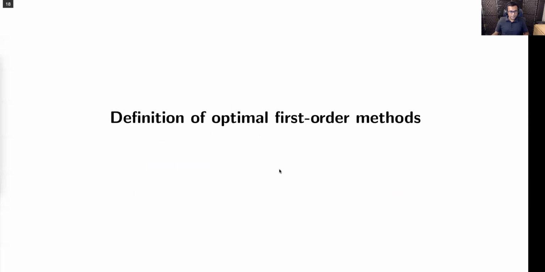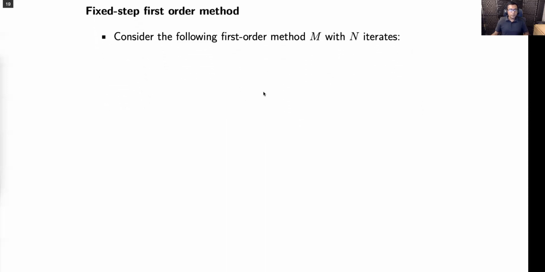Now let's try to define what would be the optimal first order method, how we are going to define it mathematically. And then down the line, I will talk about what PEP, the performance estimation problem, is, and how BnB-PEP builds on top of that. For our optimization variable, we are going to consider something called a fixed step first order method. Consider the following first order method M with n iterates, which works as follows. First, we pick an initial point x0, which can be chosen randomly, because to start any algorithm, we need to start it with some initial point, right?